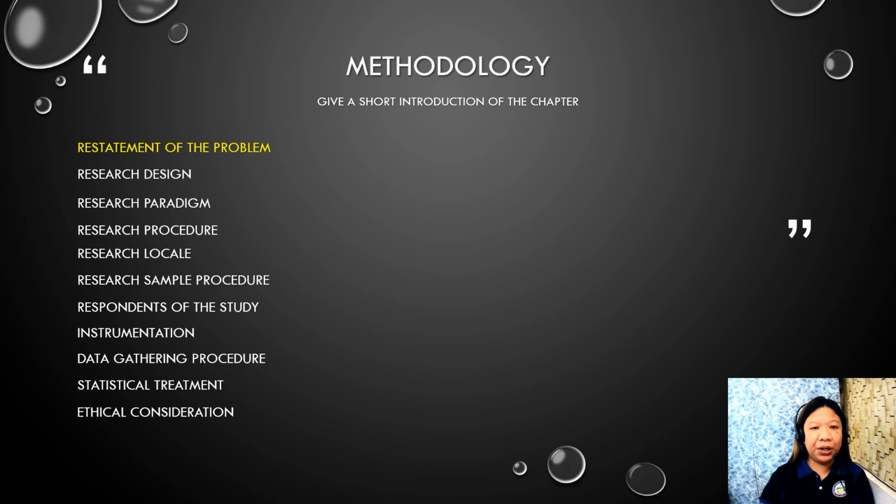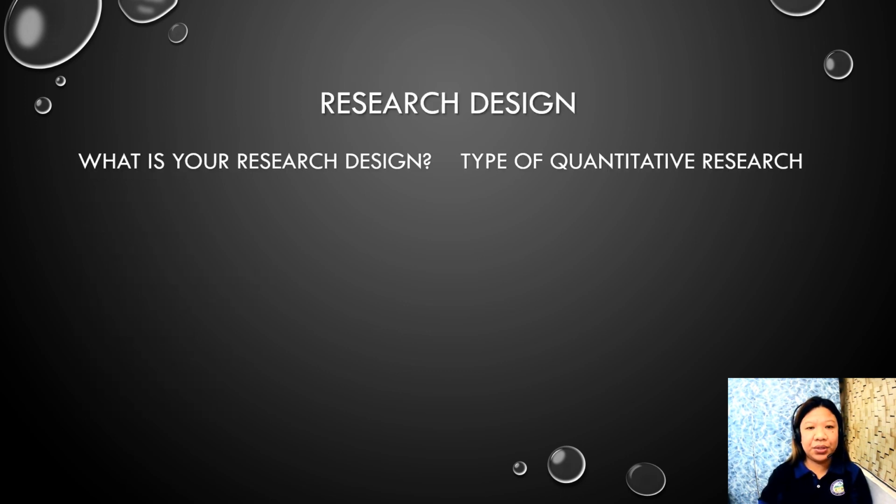Next, after discussing the restatement of the problem, the next is to identify the research design. Okay, for this section, you are asked to write the research design. So what type of research design? Let's say if it's quantitative research, is it experimental or descriptive? Since you are tasked to write an experimental quantitative research, how do you formulate your research design?